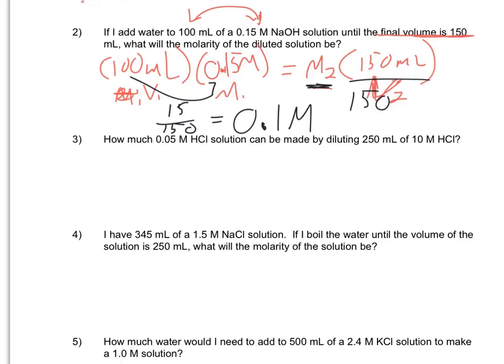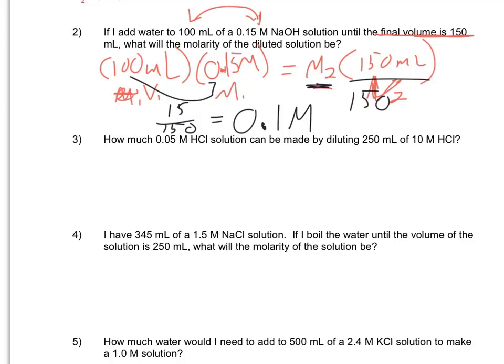How much of a 0.05 molar solution can be made by diluting 250 milliliters of 10 molar HCl solution? All right, how much of a 0.05 molar solution can be made by diluting 250 milliliters of a 10 molar solution. Okay, so again, the hardest part for these problems is figuring out what is your starting molarity or starting volume and what's your final molarity or final volume.